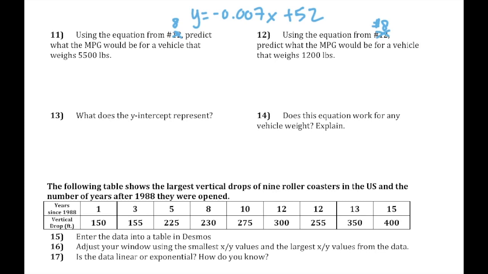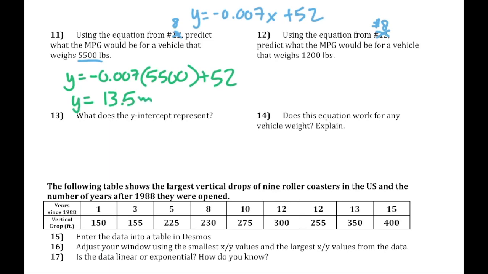But we're going to use that equation, and we're just going to substitute in the weight, and the weight was the x value. So when we substitute in, we would get y equals negative 0.007 times the 5,500 pounds plus 52. And that's going to tell us the gas mileage of a car that weighs this much weight. So take a second, pause the video, put it in your calculator, and see what you get. After putting in your calculator, you should get that y is equal to 13.5 miles per gallon. Not the greatest, but hey, you know, that's what happens sometimes when you get really heavy cars.